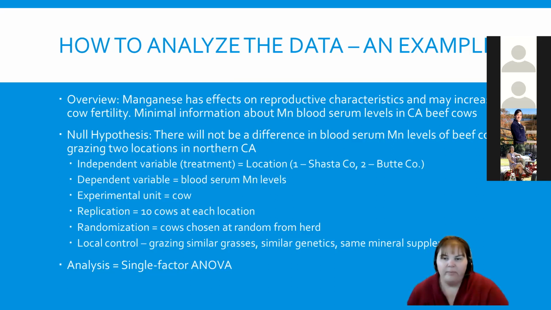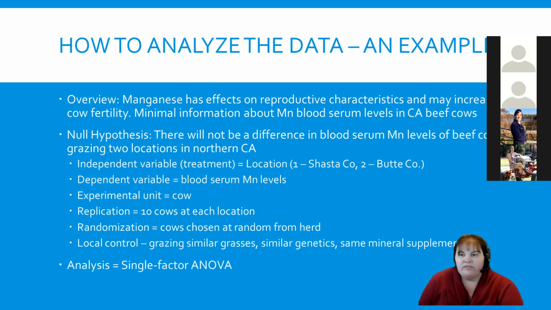So our independent variable here is location. We have cows that are grazing in Shasta County and cows that are grazing in Butte County. The dependent variable that we're going to look at, and we're only going to look at one, is the blood serum manganese levels, expressed in parts per billion. The experimental unit here is the individual cow. We handled replication by taking samples from 10 different cows at each location, and we handled randomization because the cows were chosen at random from each location.